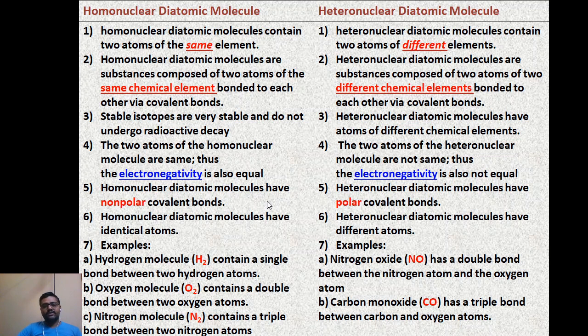Homonuclear molecules have non-polar covalent bonds, and heteronuclear molecules have polar covalent bonds. Same atoms, non-polar. Different atoms, they will create a pole: one is positive, another is negative. Therefore, heteronuclear molecules have polar covalent bonds. Homonuclear molecules have identical atoms, means same atoms. Heteronuclear molecules have different atoms.